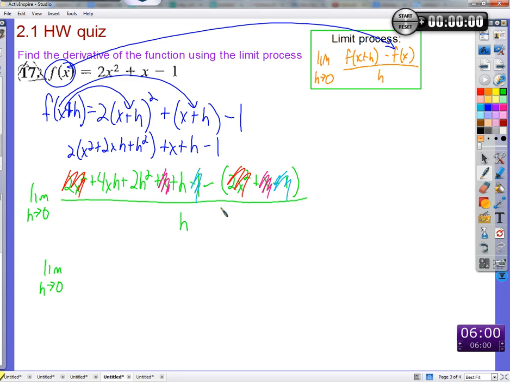Cancel them now. If you cancel out those, you have 4x plus 2h plus 1. Don't forget the plus 1. When h is 0, it's 4x plus 1.